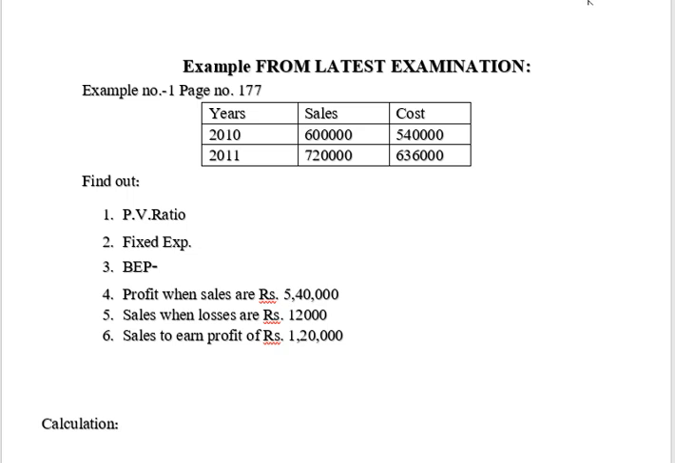So friends, how to start our example? You have watched my video on YouTube. When they ask this type of example, how do we start our calculation? First we find out the result, meaning our profit or loss. So first step, PV ratio. We find out the change in sales and change in our profit. But here profit or loss is not given, so first we find out profit or loss. Now friends, you can see in our next slide.